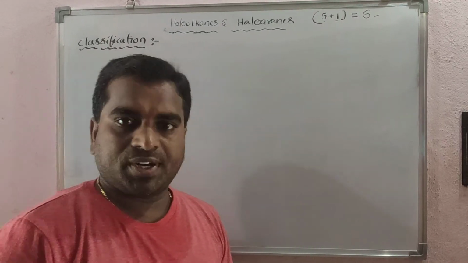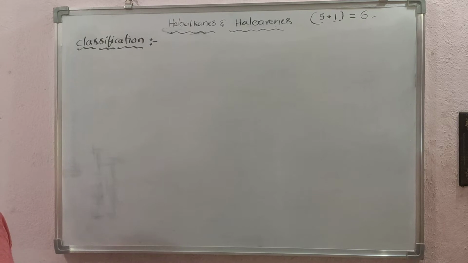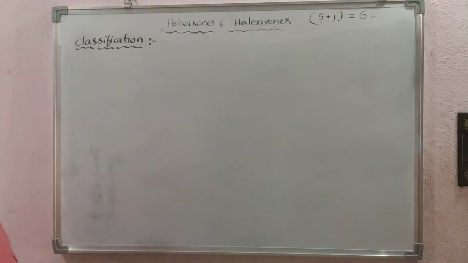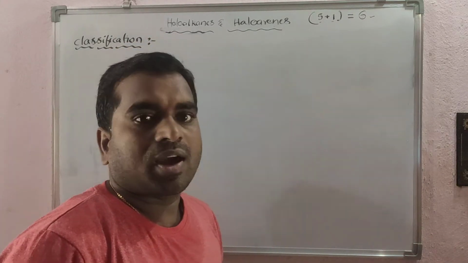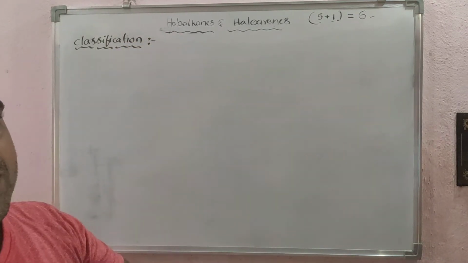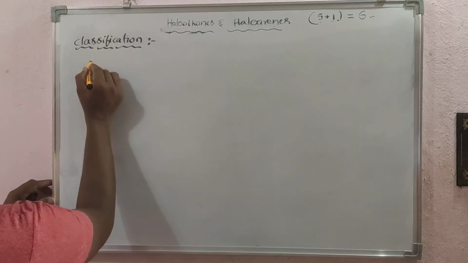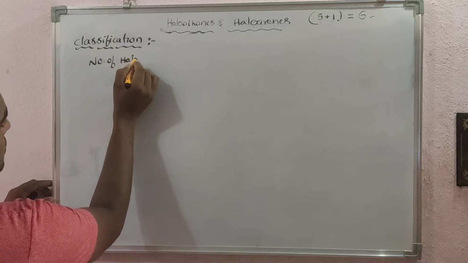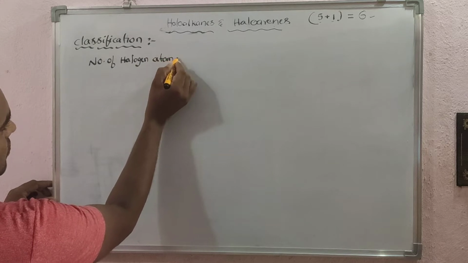So we have completed introduction. Now second one is classification. Clear? And in this classification, first, haloalkanes and haloarenes are classified based upon number of halogen atoms. Number of halogen atoms.